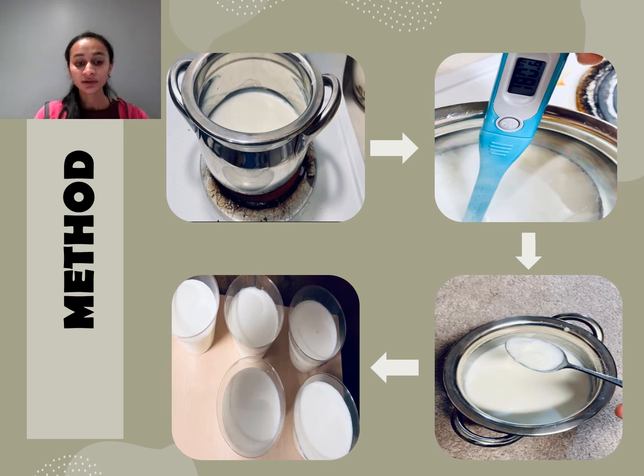Then the cup was covered properly with the lid and allowed to incubate at room temperature for at least 10 to 12 hours. After 10 to 12 hours, a thick and viscous layer formed in the cups, which confirmed the formation of yogurt. Finally, the prepared yogurt was characterized by analyzing the pH, texture, viscosity, and flavor.